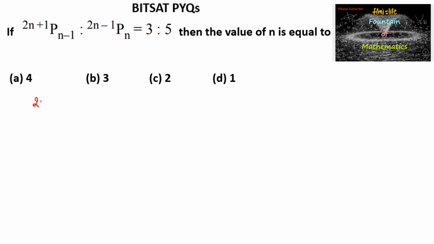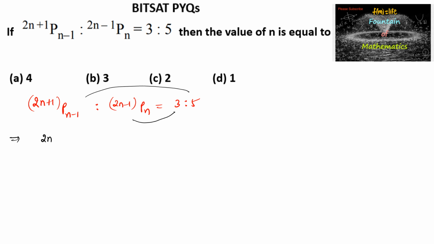Given that (2n+1)P(n-1) to (2n-1)Pn is equal to 3 is to 5. So we can say product of extremes is equal to product of means. So from here we can write (2n+1)P(n-1) multiplied with 5 is equal to 3 times (2n-1)Pn. And we know the formula nPr is equal to n factorial upon (n minus r) factorial.